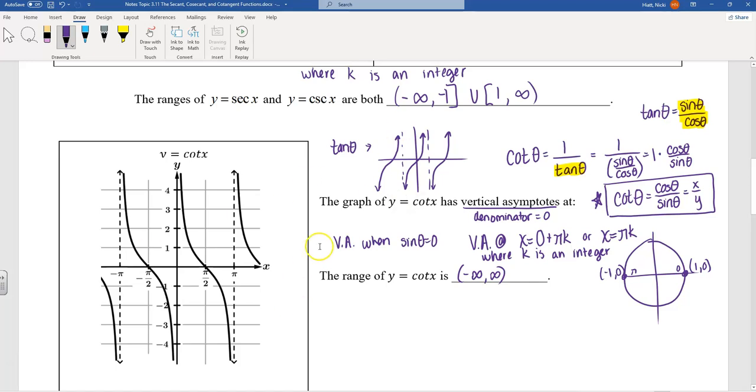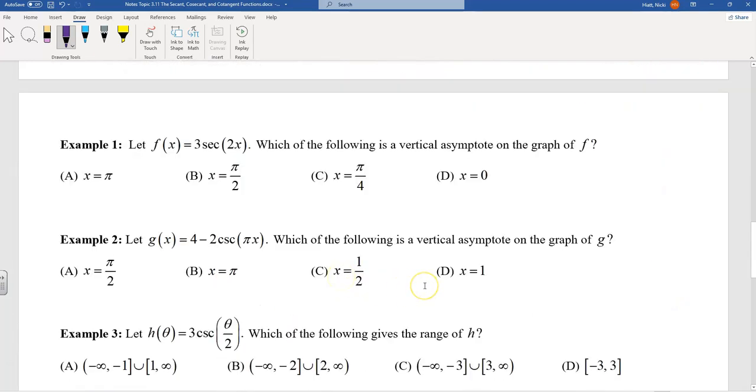Okay, so let's look at some of the questions you're going to get for this. We've got let f of x equal 3 secant of 2x. Which of the following is a vertical asymptote on the graph of f? Okay, the way that I like to think about these is I like to change them back to sines or cosines, right? So secant of theta is just 1 over cosine of theta. So f of x is 3 times 1 over cosine of 2x right here.